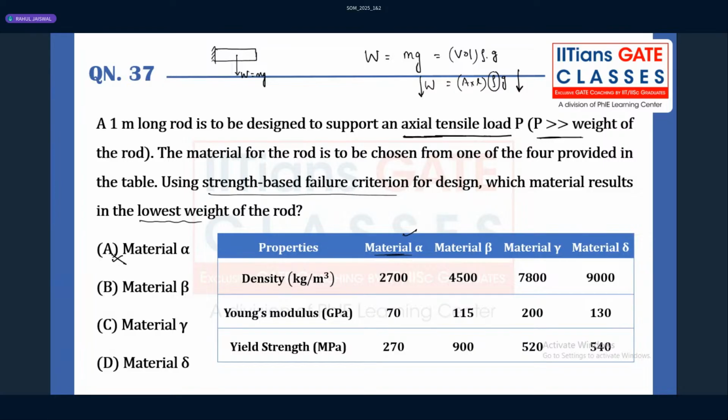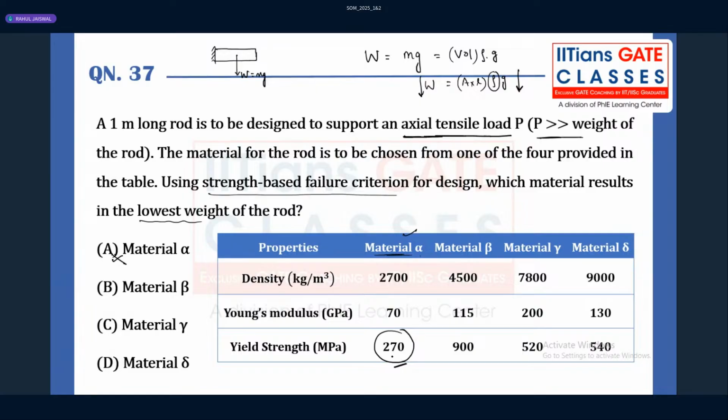Basically, where you are putting this rod in that application, it will be very helpful if you can design a rod which can carry the maximum tensile load. So you need to see the yield strength of that material also. Coming to the material alpha, you are having the yield strength as 270 only, which is the least among all. So it cannot carry that much tensile load. You cannot support that much tensile load through this particular material alpha.